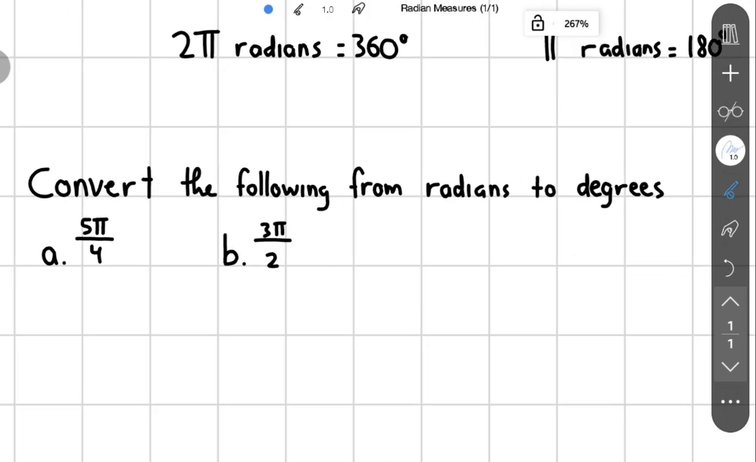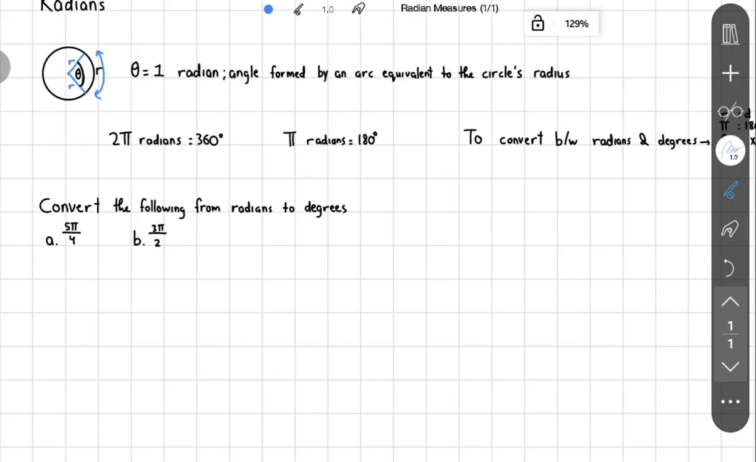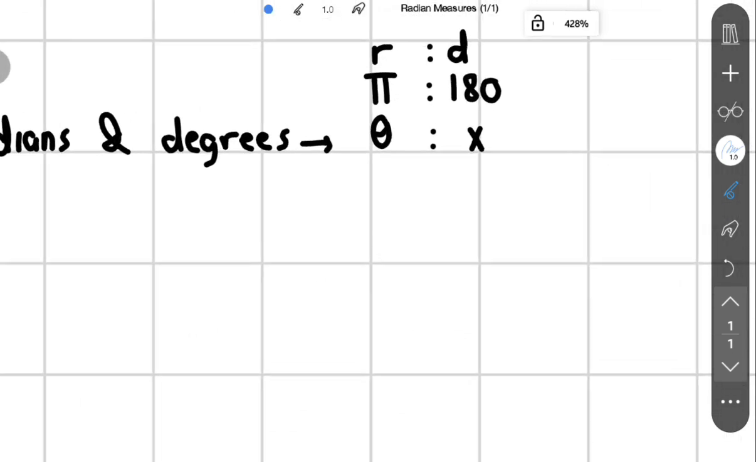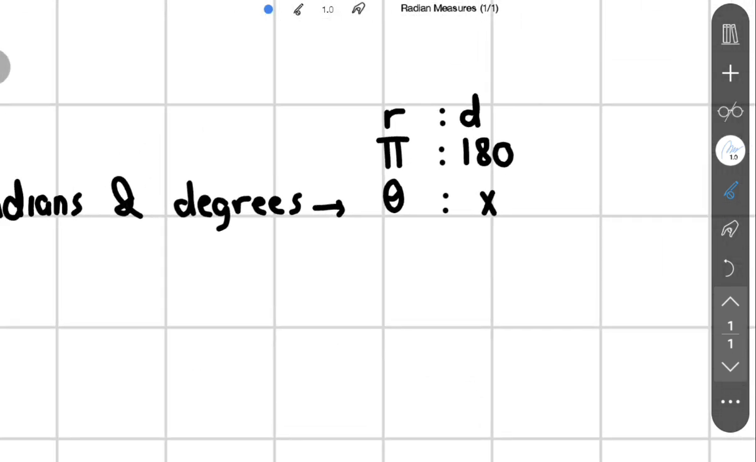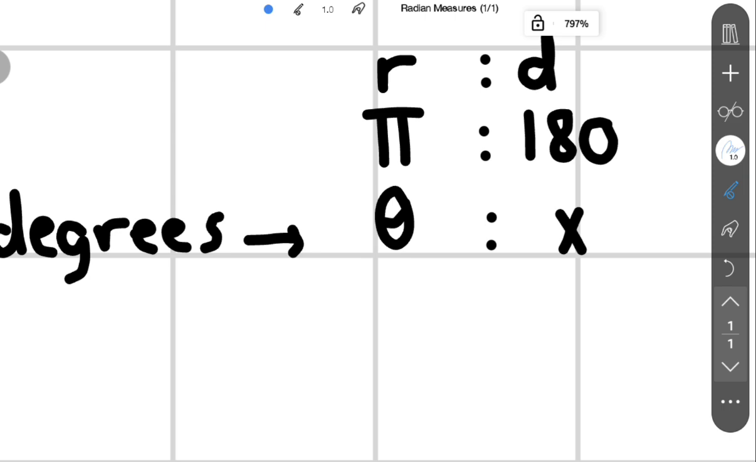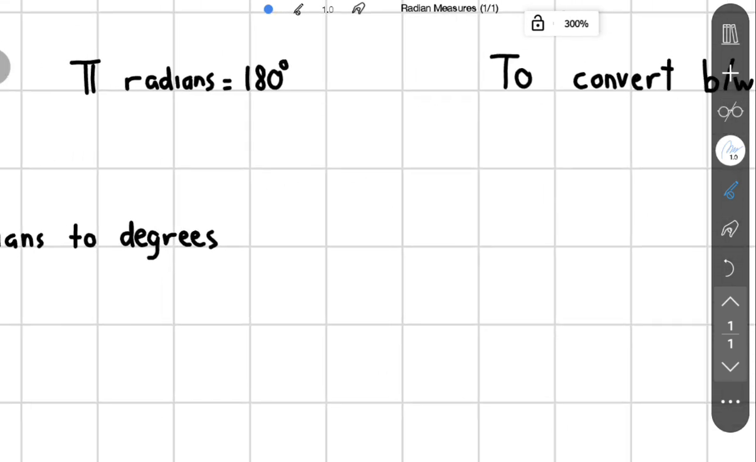So let's solve this question. Convert the following angles from radians to degrees, and we have two radian angles: 5 pi over 4 and 3 pi over 2. So what I'll do is use this ratio as a point of comparison, so I can convert from radians to degrees. Let's do it.